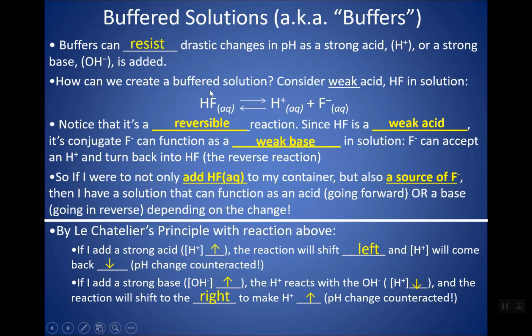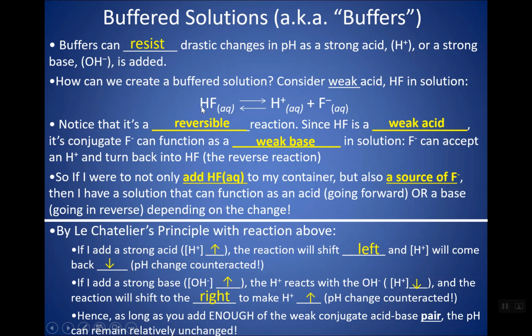So as long as you have a source of my weak acid and the conjugate base, you need to intentionally put that in there too, then this reaction can shift either way to counteract either H plus coming up or H plus going down and therefore resist changes in pH. So the takeaway here is you need a weak acid-base pair. And you need enough of them so that you don't run out of going in either direction.